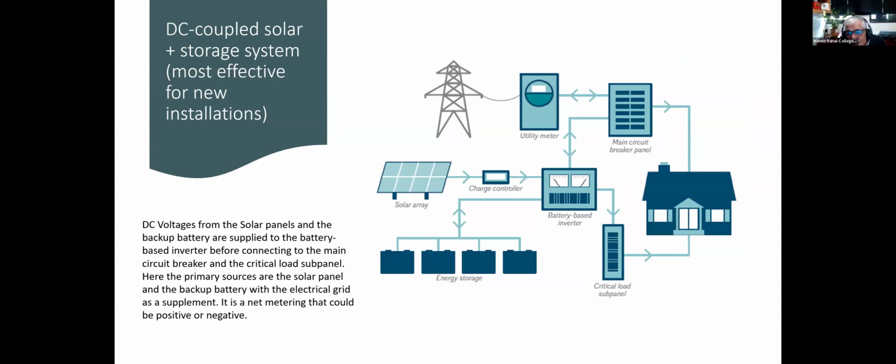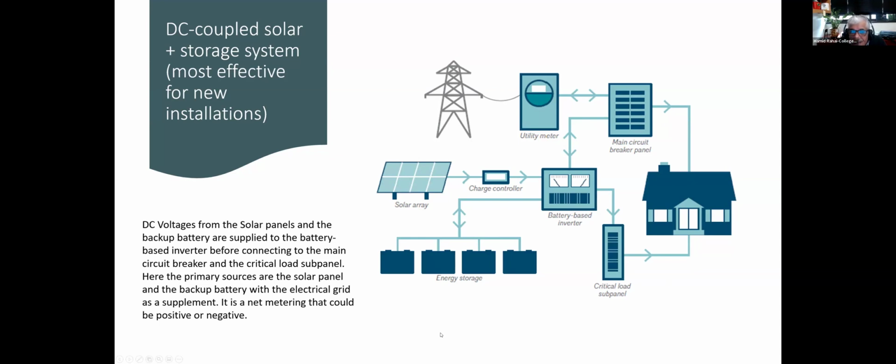So you can see that DC voltage from the solar panel and the backup battery are supplied to the battery-based inverter. So here, I don't know if I can use my pointer here. Here is the solar panel. Here is the battery storage. They both come to the battery-based inverter. And so they go to the house. There is also extra that goes to the main circuit breaker that can go either to the house access or go back to the electric grid.